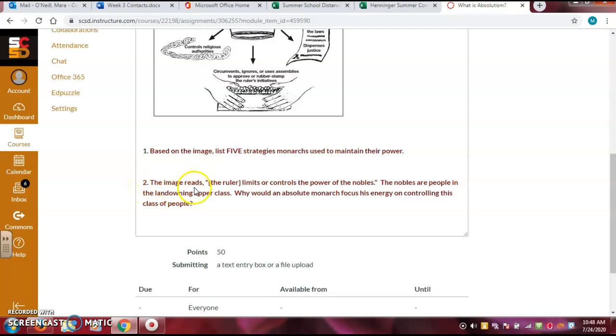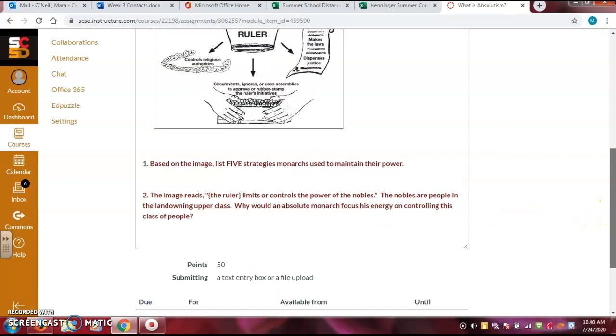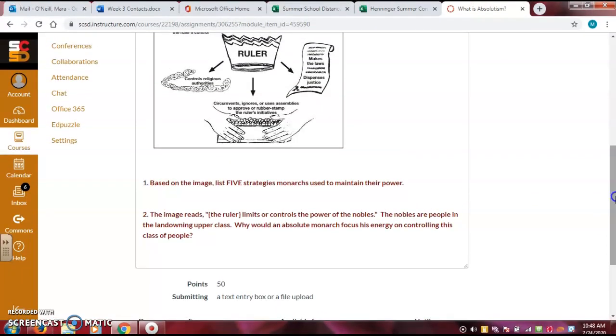2, the image reads, the ruler limits or controls the power of the nobles. The nobles are people in the land-owning upper class. Why would an absolute monarch focus his energy on controlling this class of people? Why aren't they trying to control the peasants or maybe some knights? Why nobles?